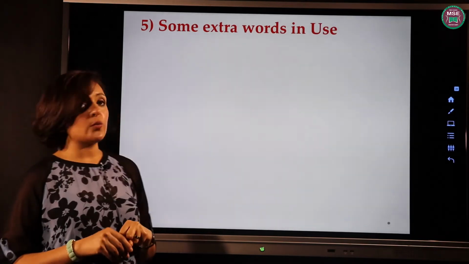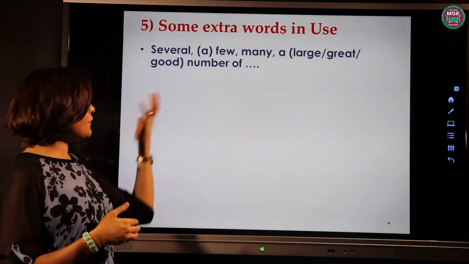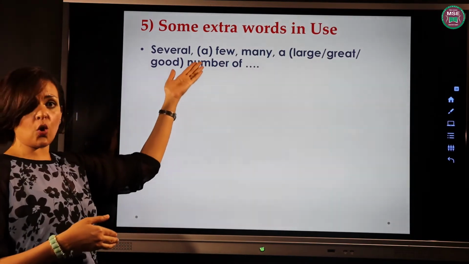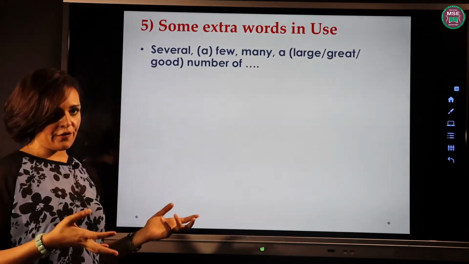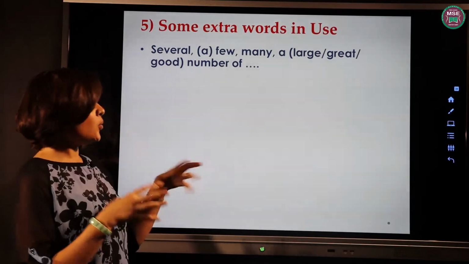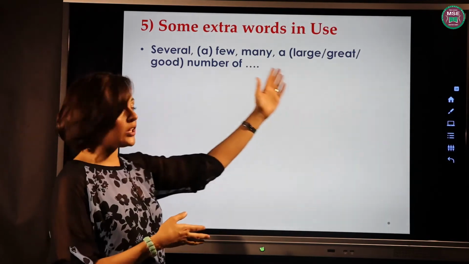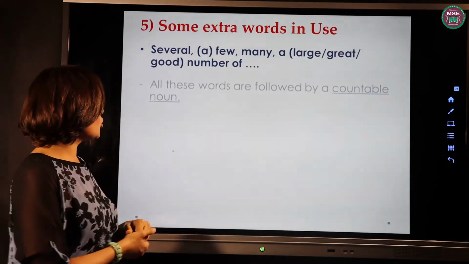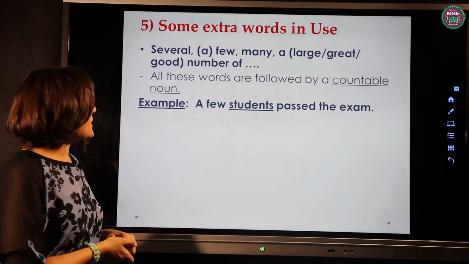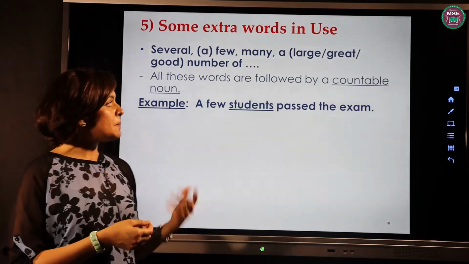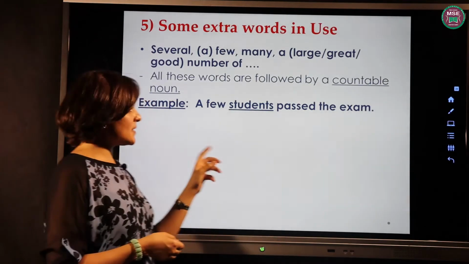We have some extra words in use for quantity. We have the words several, a few or few, many, a large or great or good number of. When I say few, many, we remember that they are used with countable nouns. So all these words are followed by countable nouns. For example, a few students passed the exam. It means that very few didn't pass the exam.